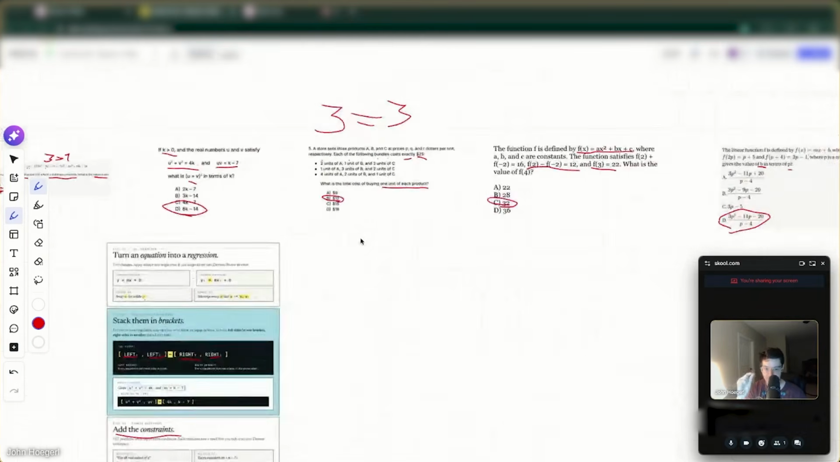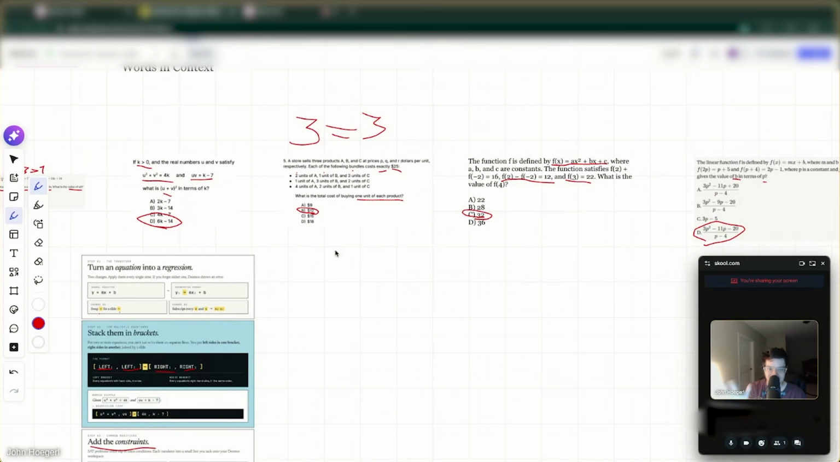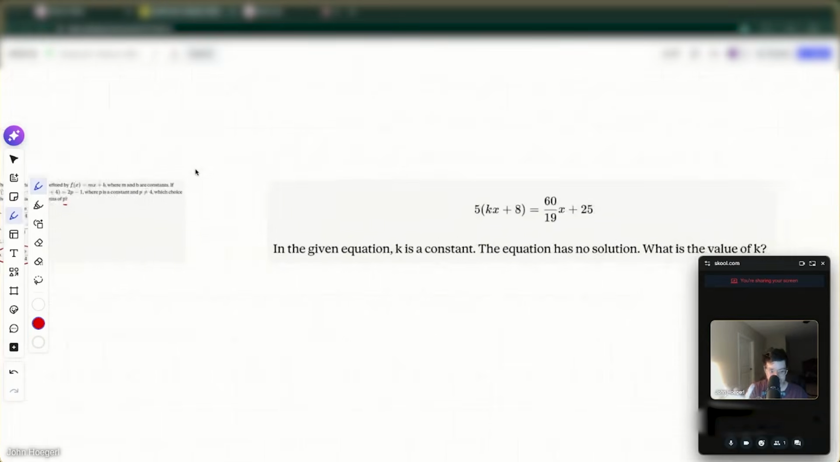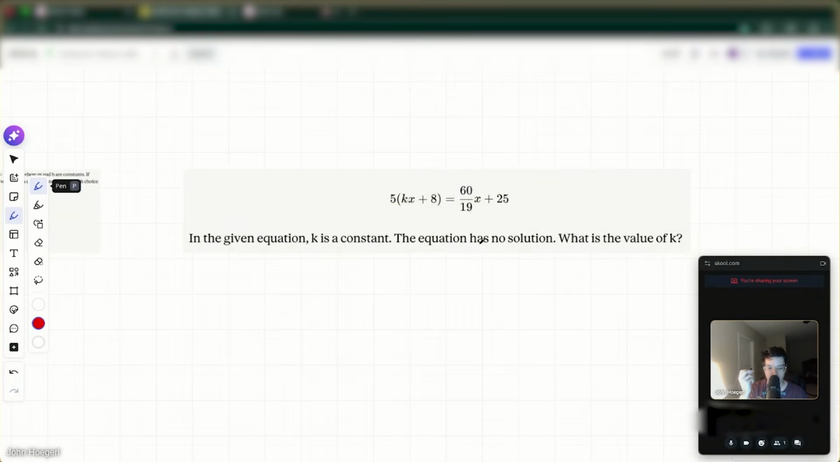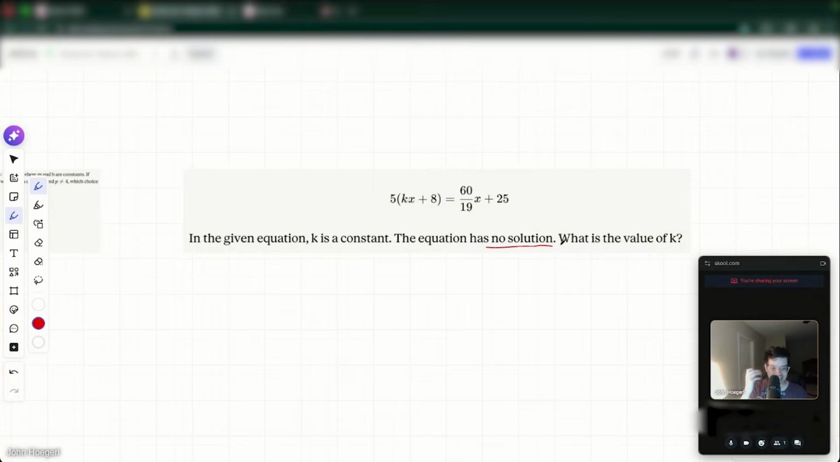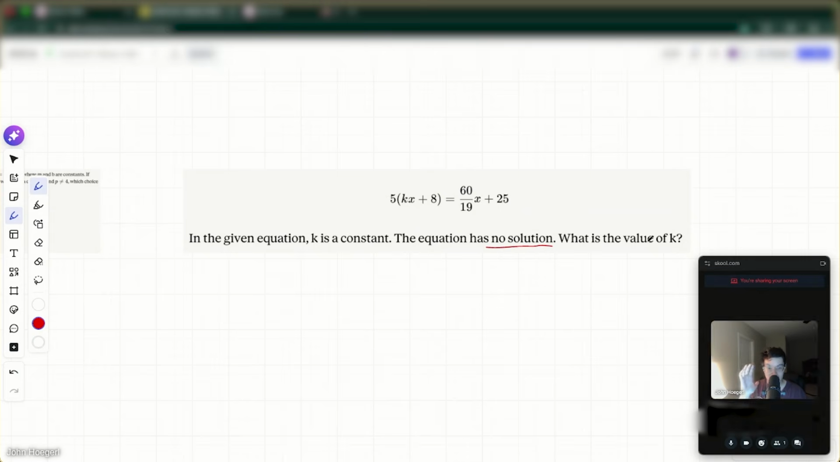There is one other problem that I always see when I teach something like this, and people always ask me about it. So I feel like I might as well throw this in there as well, just so you don't get confused when you do see this problem. If they say something like the equation has no solution, and they ask, what is the value of k? You have to do it a little bit differently.